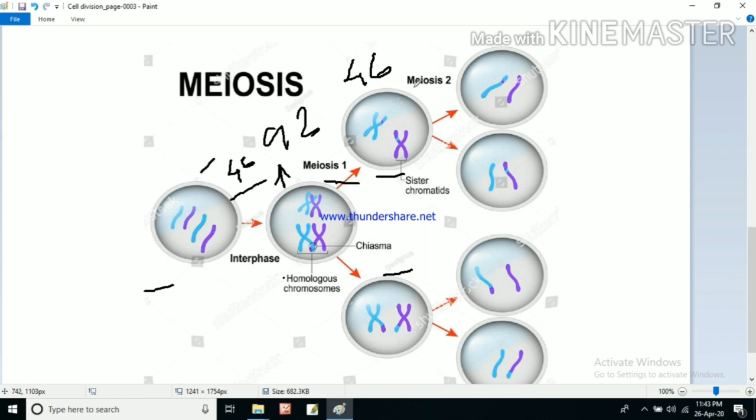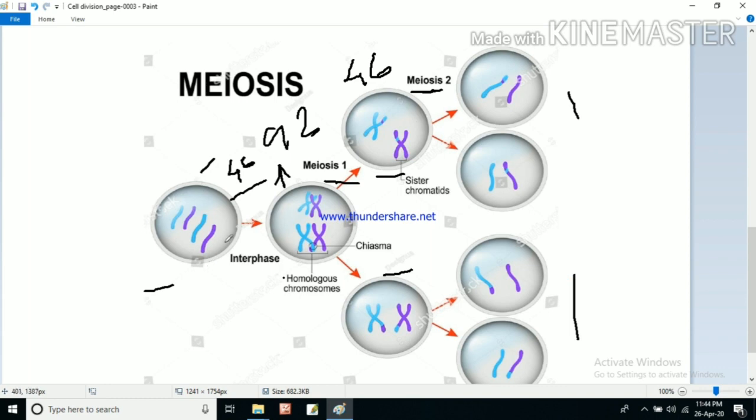In meiosis there is another division: these intermediate daughter cells divide again, because the division is not complete. The cell will divide again, that is meiosis 2, and will form four daughter cells. This intermediate daughter cell will give rise to two new cells, and this intermediate daughter cell will give rise to two daughter cells. But here one main difference is there.